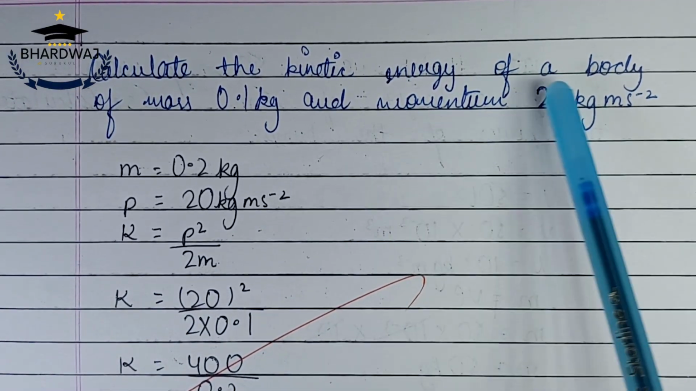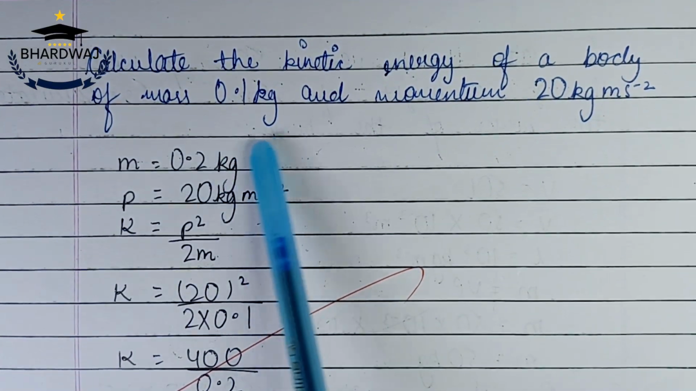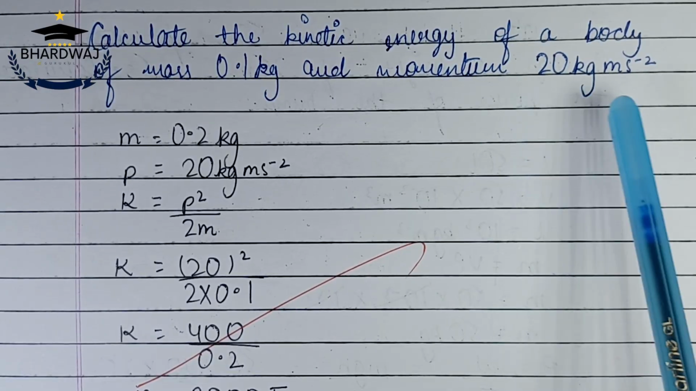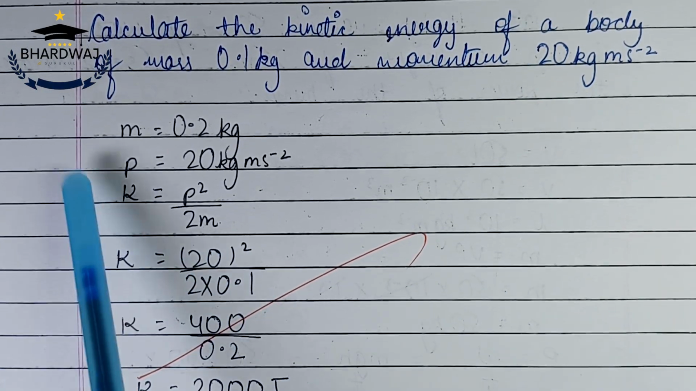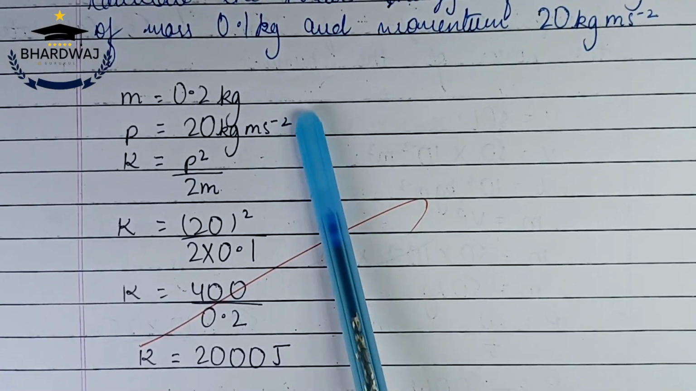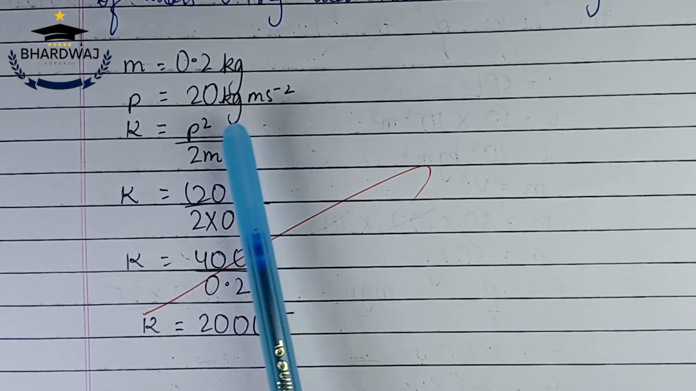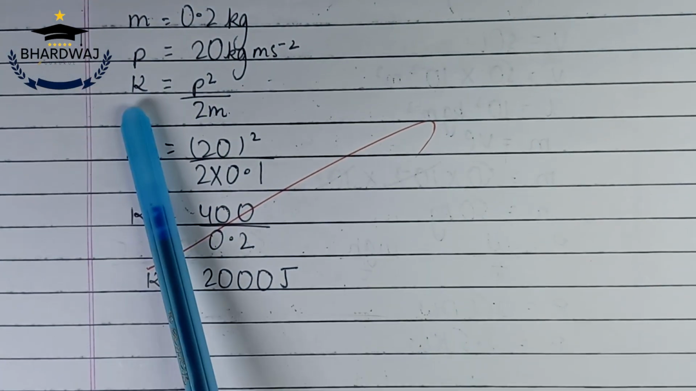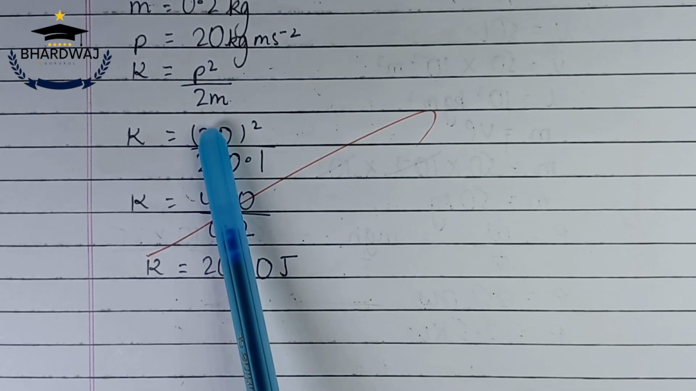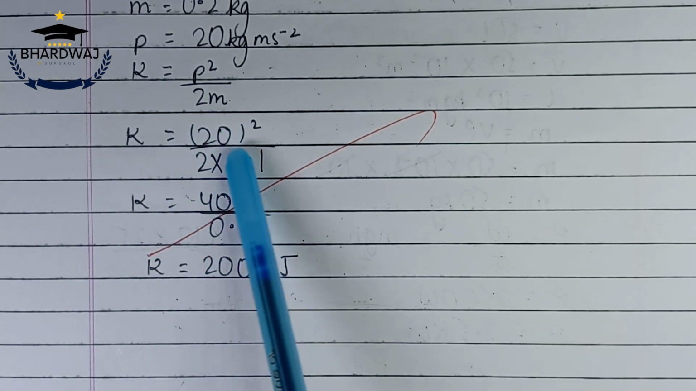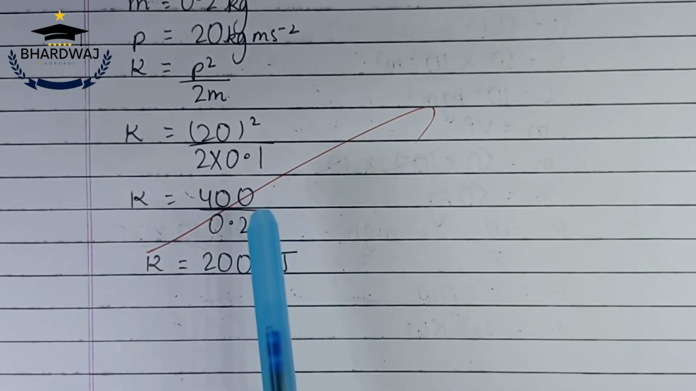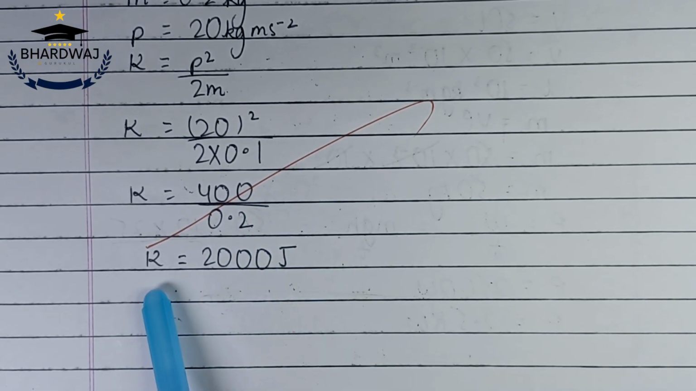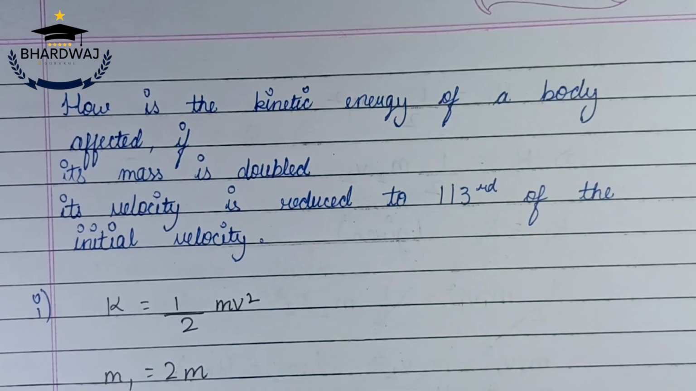Calculate the kinetic energy of a body of mass 0.1 kg and momentum 20 kg meter per second. Mass is equals to 0.1 kg, momentum 20 kg meter per second. Kinetic energy is equals to p square upon 2m, putting values 20 whole square upon 2 into 0.1 is equals to 400 upon 0.2, so kinetic energy will be 2000 joule.